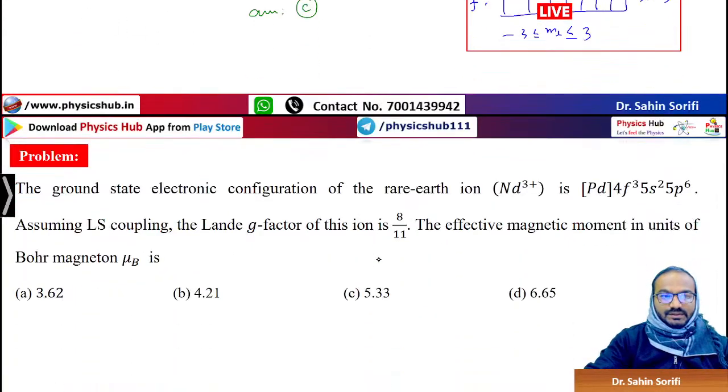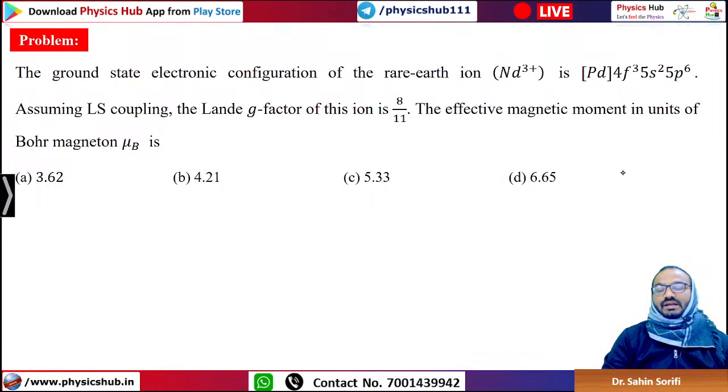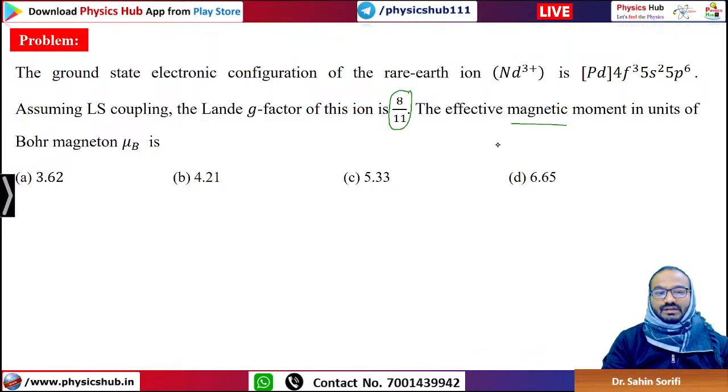चलिए आगे बढ़ते हैं. The ground state electronic configuration of the rare earth ion Nd3+ is this. Assuming LS coupling, the Landé g-factor is 8 by 11. The effective magnetic moment in units of Bohr magneton is? What you have to find out is the magnetic dipole moment, mu J. You already know the formula of mu J.